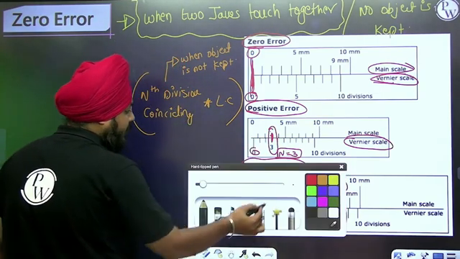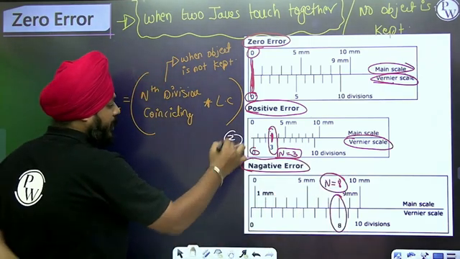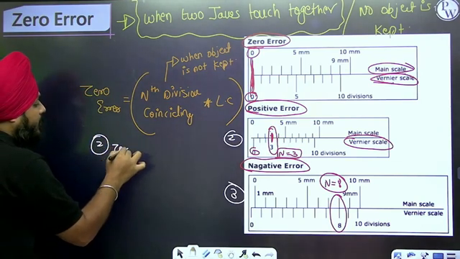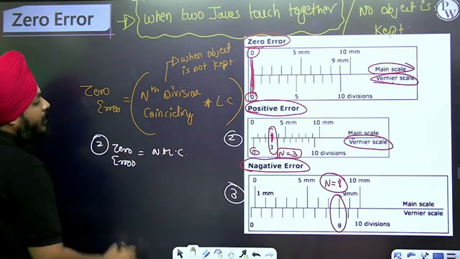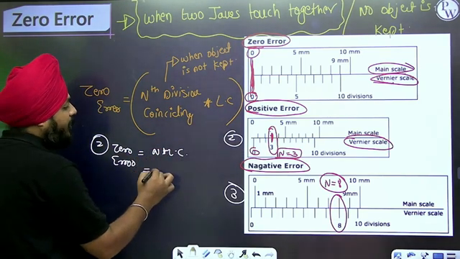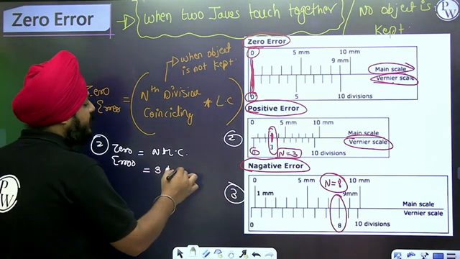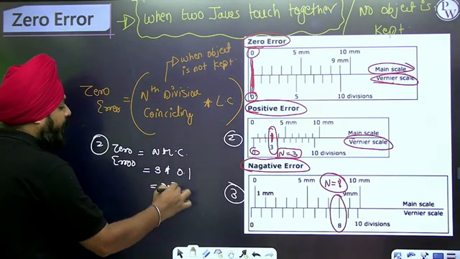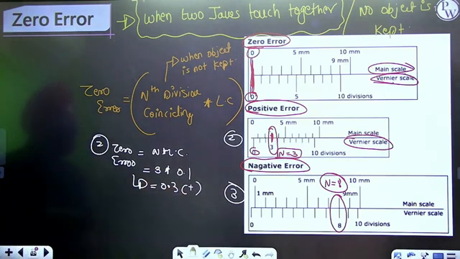In case number 2 and case number 3, zero error is equal to n into least count. It is a positive zero error. The nth division coinciding is 3. Let's say least count is 0.1. We are going to get 0.3 as the zero error and it is positive. I have taken the value of the least count as 0.1.